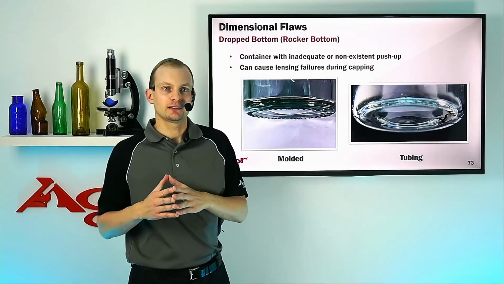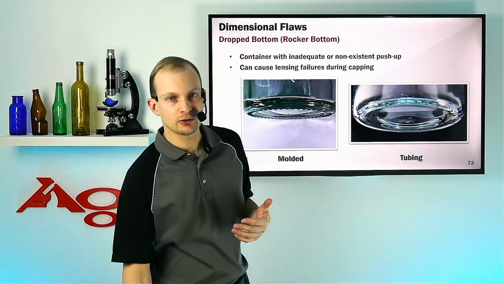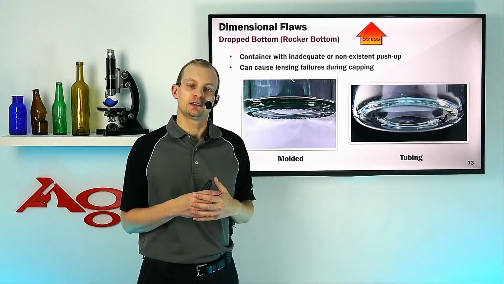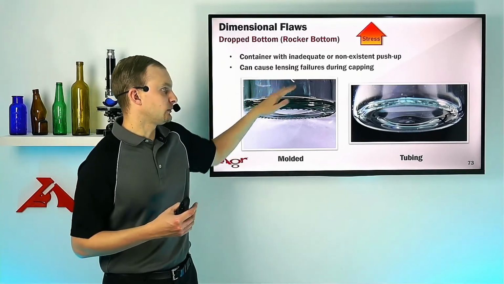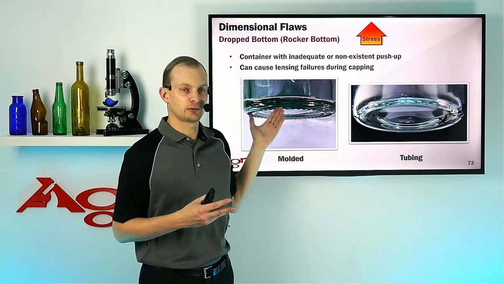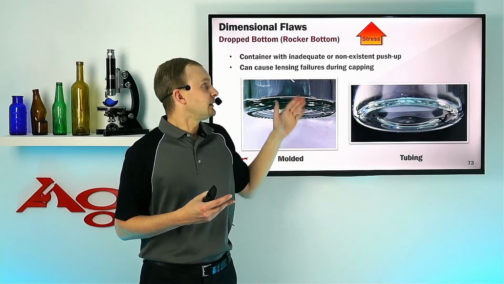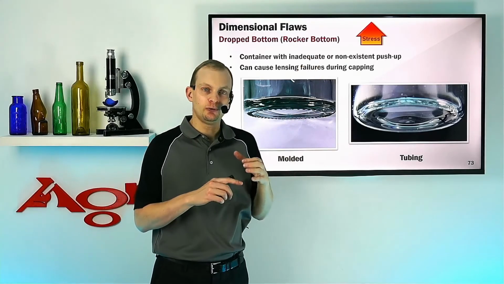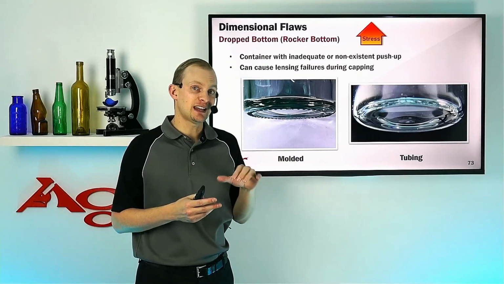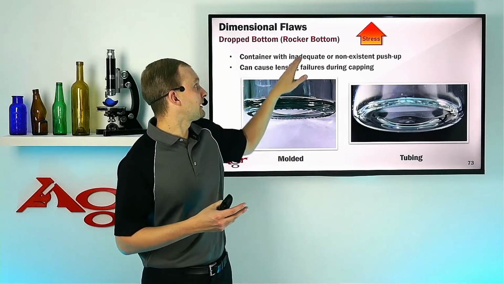If it does, it can cause a dramatic increase in the stress during the closure application process. So something called a lensing failure, where the whole bottom drops out when you're capping, is usually due to some sort of drop bottom condition. If we have that bottom protruding so far past the bearing surface, that means that our container is not stable anymore. It will be rocking, and we call that a rocker bottom.